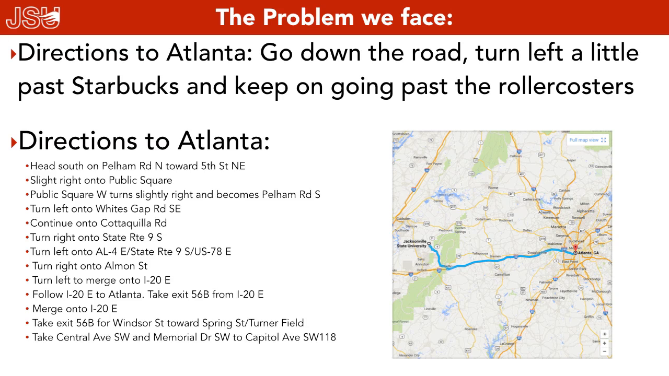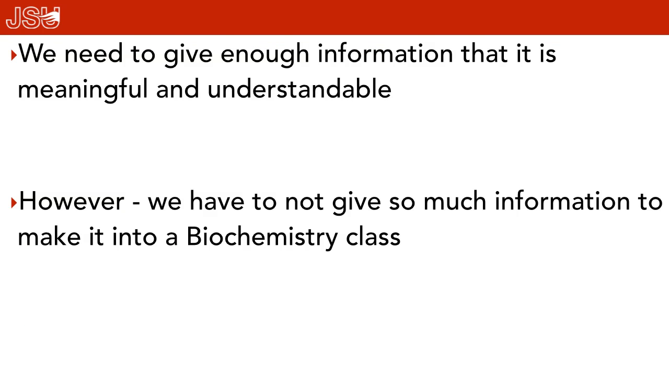Conversely, I could give you some massive detailed list here, but is that beneficial to you? Not really. The problem here is this is not enough information, and this is way too much information. So I'm kind of faced with a conundrum. We want to give enough information that is meaningful and understandable, but not so much information that it's now a biochemistry class. Any biology majors? Chemistry majors? No? Well, we have a chemistry class here called biochemistry, and you have to learn every single step of the whole process. So we're not trying to get that level of detail.